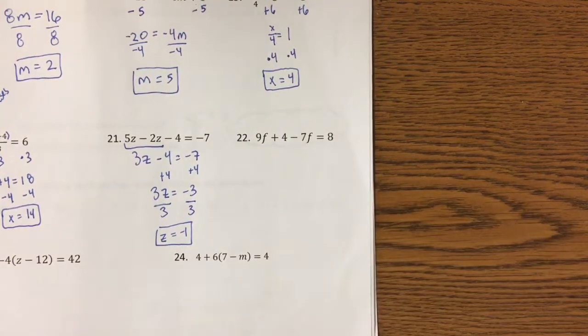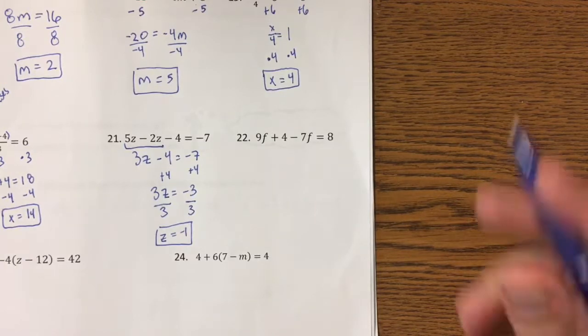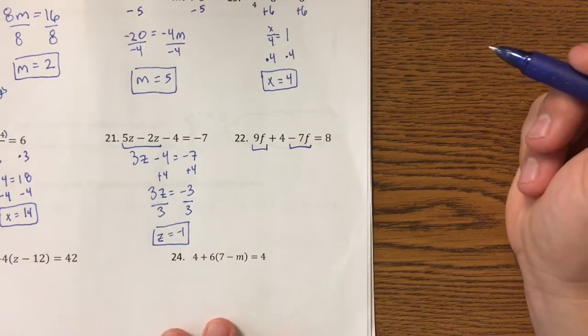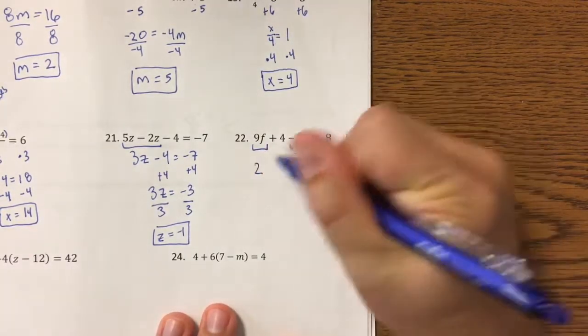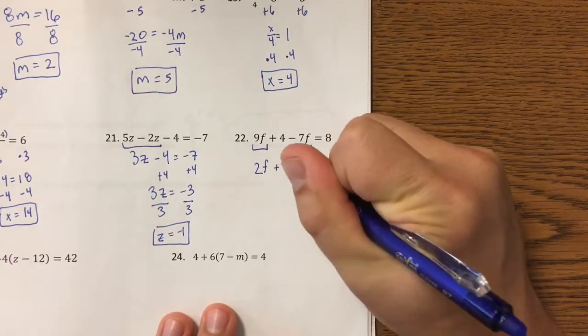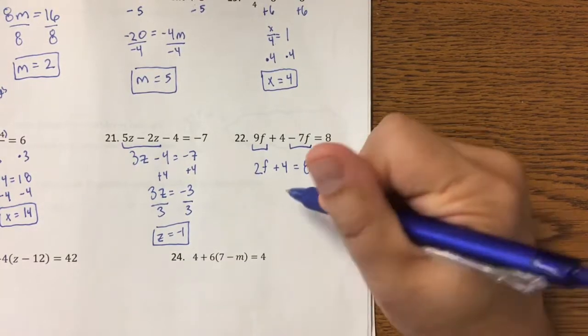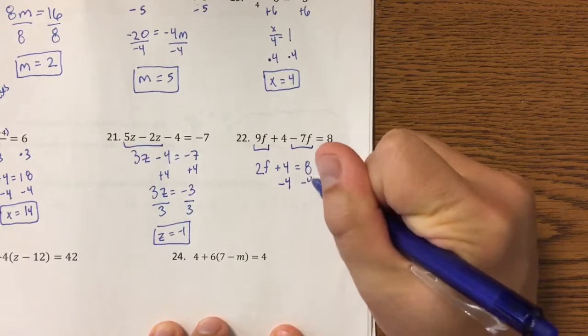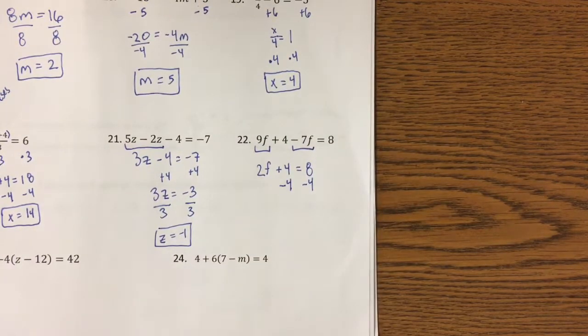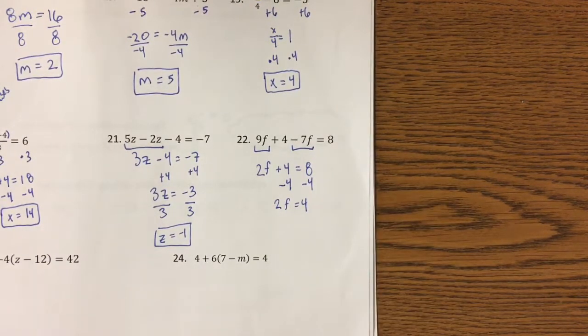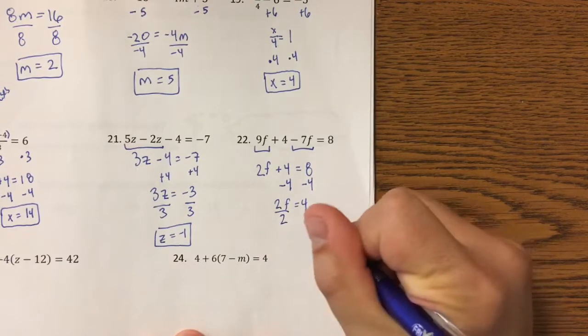Okay, cool. So number 22, we do have some simplifying to do up front. We want to combine like terms. 9f minus 7f is going to be 2f. So 2f plus 4 equals 8. We subtract 4 from either side. So that gives me 2f equals 4. So what's our final answer going to be? What is f? 2.